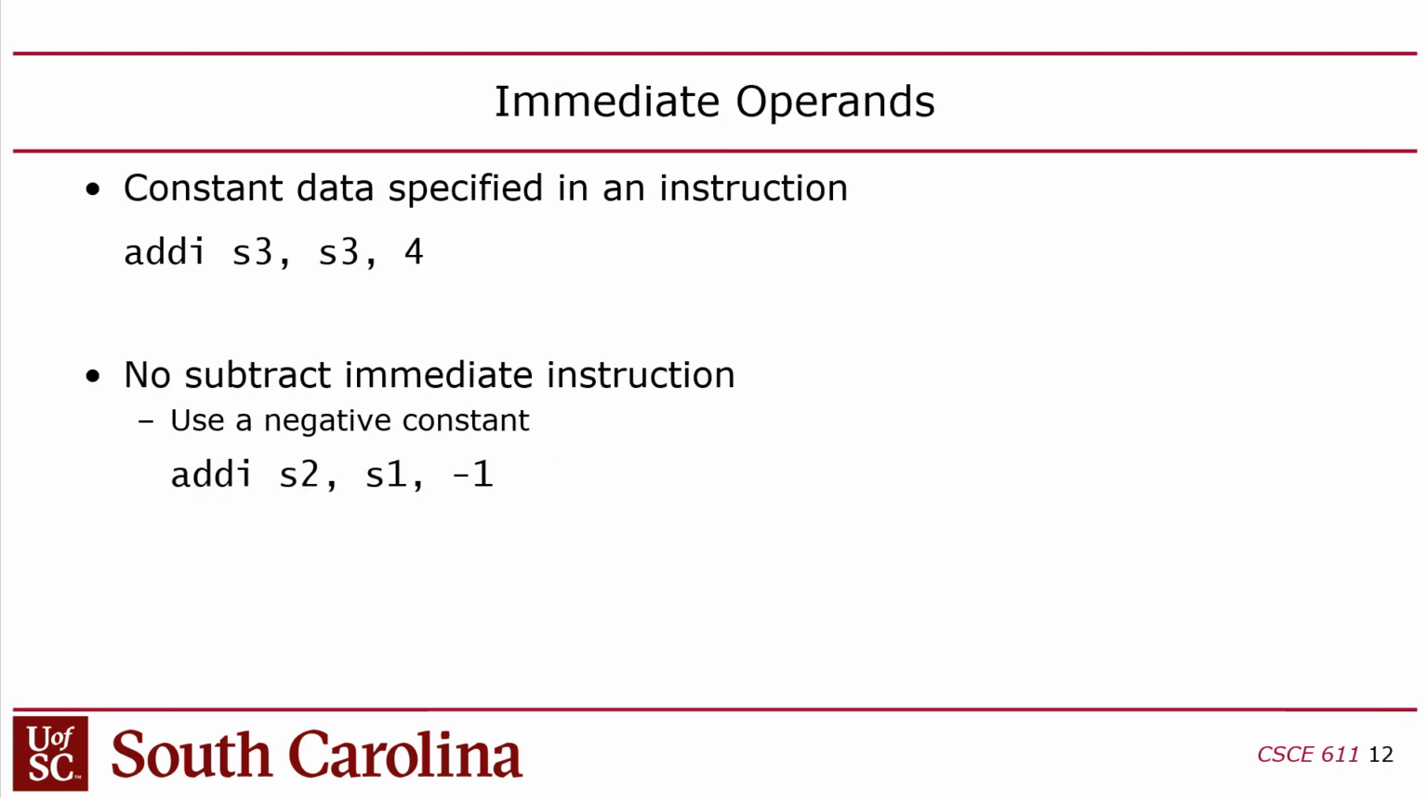Some of the arithmetic instructions have an immediate version of the instruction that allow you to replace one of the source registers with a constant. For example, this instruction adds the constant 4 to the value in register S3 and stores the result to register S3. So we say that we're incrementing S3 by 4 with this instruction. These types of instructions are commonly used for loop control variables. Note there's no subtract immediate instruction, so whenever you need to subtract an immediate, just use an add immediate with a negative immediate constant value.